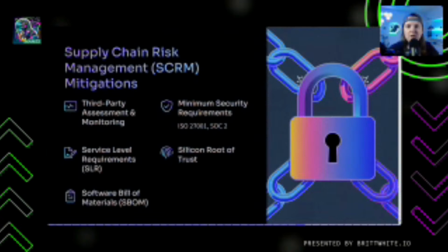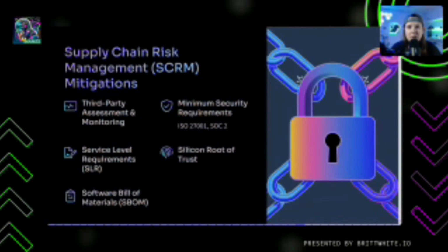Next, we establish minimum security requirements. Just like you wouldn't hire someone without certain qualifications, we set baseline standards our vendors must meet. This includes specific security controls and compliance with frameworks, such as ISO 27001 or SOC 2. For services, we use service level requirements with detailed security specifications. This is like a contract that spells out exactly what we expect in terms of security. It covers everything from data protection to incident response, and it forms the basis for our legally binding agreements.